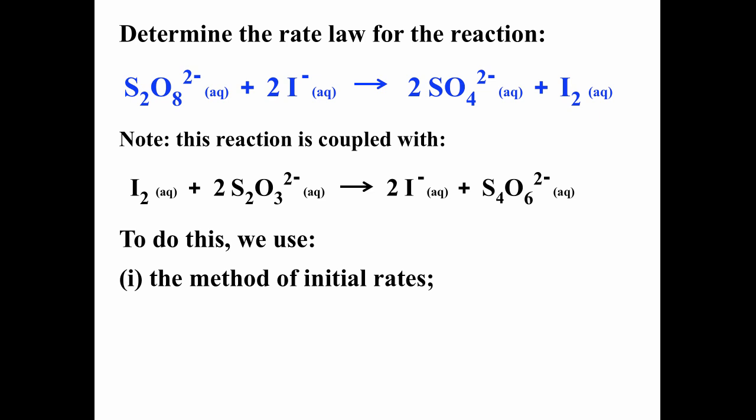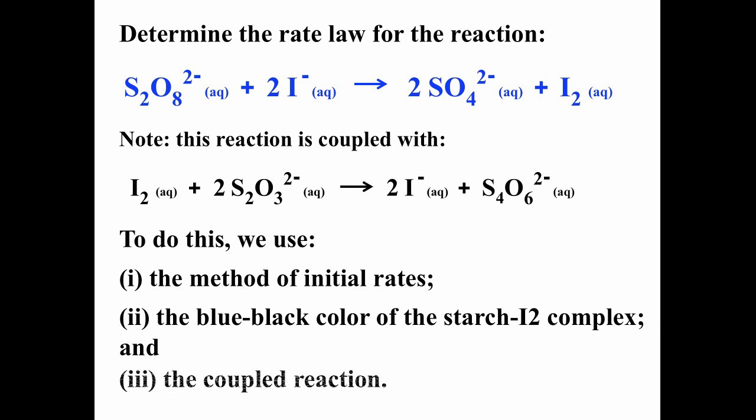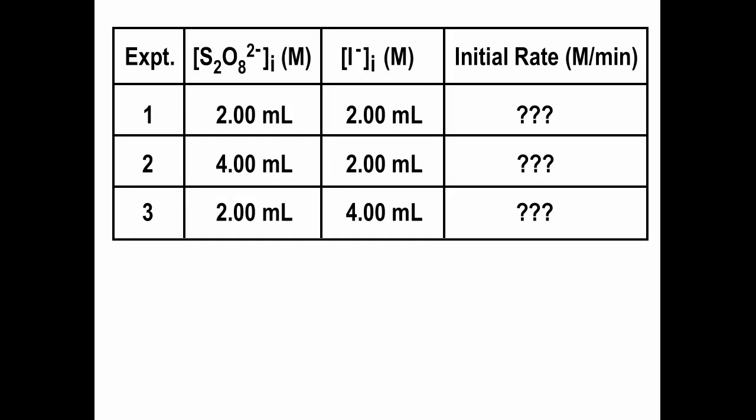So we're going to use the initial rates method to determine the rate law. We're going to use the blue-black color of the starch iodine complex, and we're going to use the coupled reaction. And to do this, there's a number of things we have to talk about. One is if we look at what we're doing in experiment 1, we're going to add 2 milliliters of the S2O8 2- ion, 2 milliliters of the I- ion. We're going to determine the initial rate, and recall that the other ions involved in the reaction are, for our purposes, spectator ions. We need them to keep a total ion concentration constant, but they're not necessary for the reaction, so we're not going to worry about them right now.